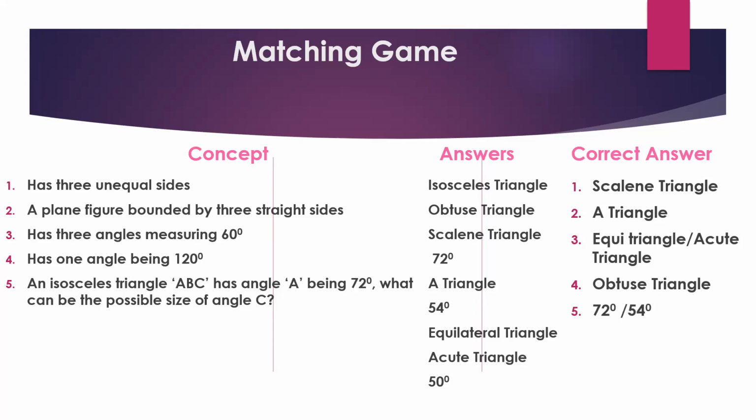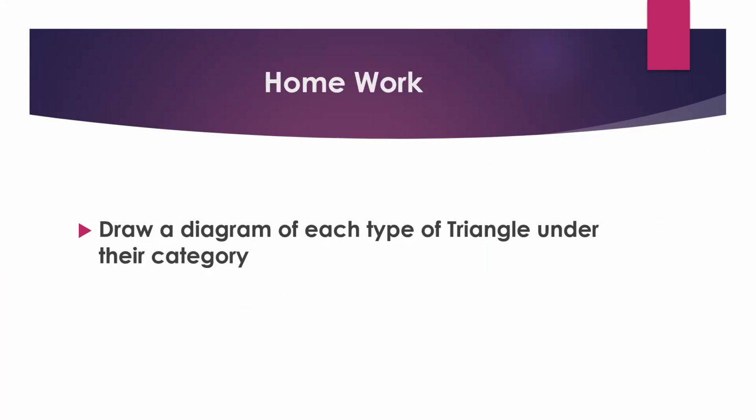All right, so that's it for the game. I would be happy if you can complete this just as it is here. Good. So homework, as I mentioned before: draw a diagram of each type of triangle under the various categories. You complete that for homework. Good. So we complete there, where we finish the basic information on the triangles.